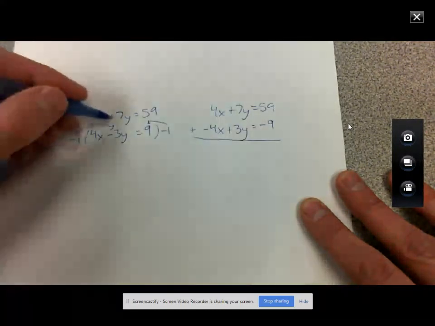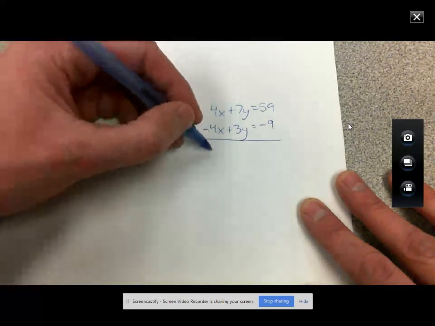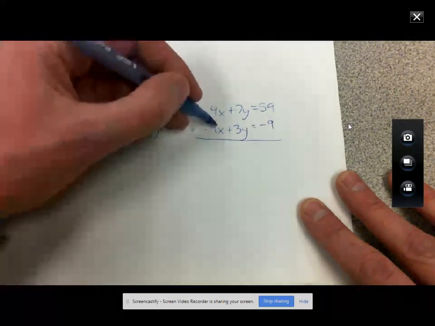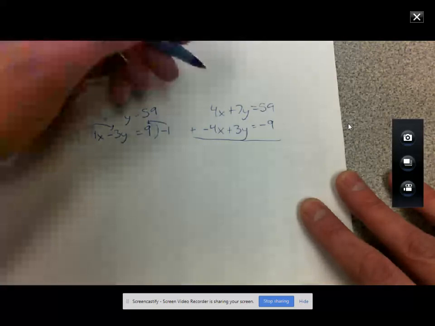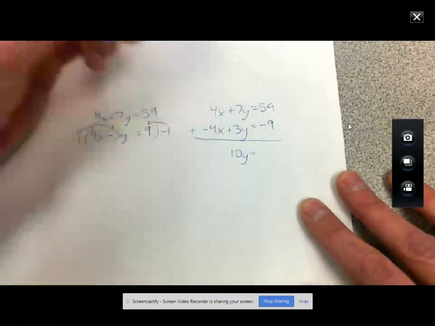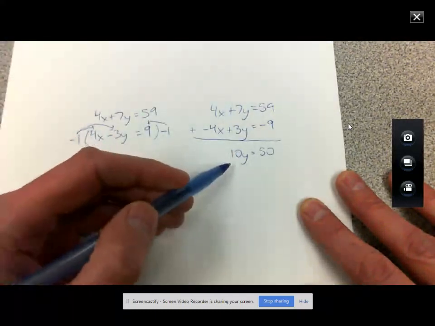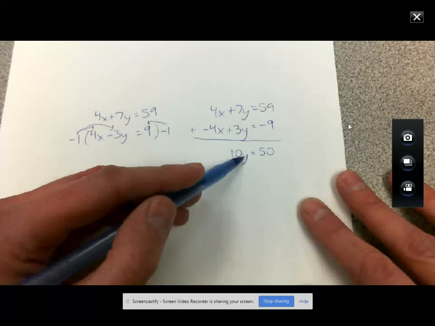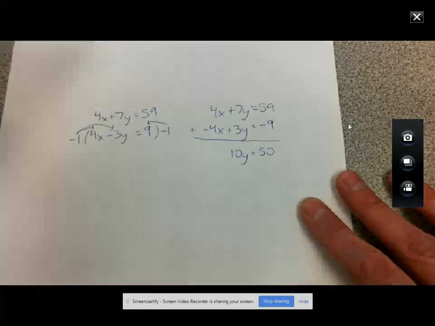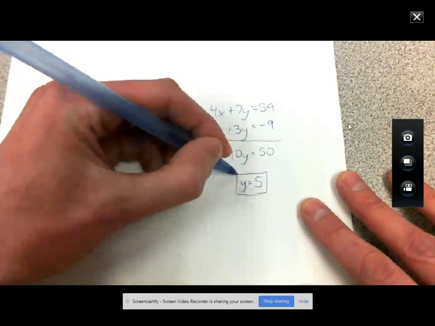If I multiply everything through by negative 1, I get 4x plus negative 4x. That's 0 x's. The x's have eliminated. All right, that's good so far. 7y plus 3y is 10y, and 59 plus negative 9 is 50. Now I have one equation with one unknown, one variable. I can solve that easily by dividing both sides by 10, and I get that y equals 5.